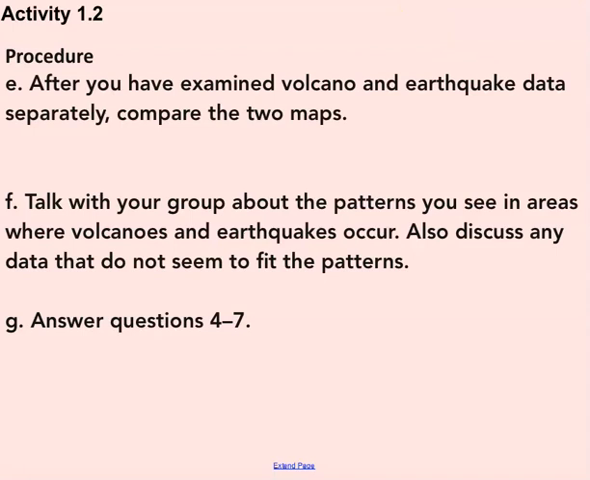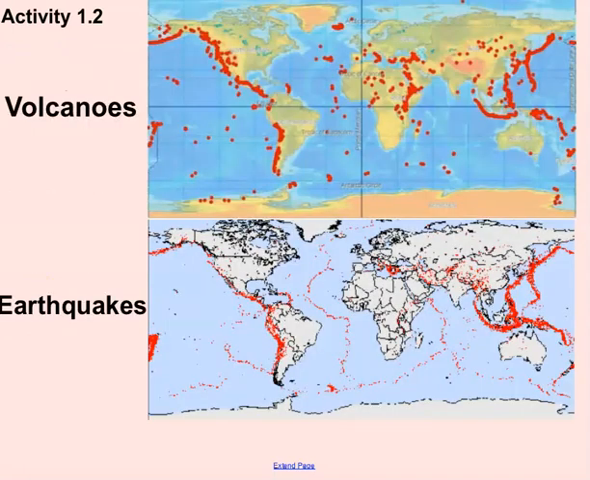Then you're going to talk with your groups about the patterns that you see, about where volcanoes and earthquakes occur, and then you're going to be completing questions 4 through 7. So first, let me put the map up here. You've got the very same volcano map you did in activity 1.1, and here's the earthquake map that we just looked at. So question 4, how do patterns in earthquakes and volcano data compare?